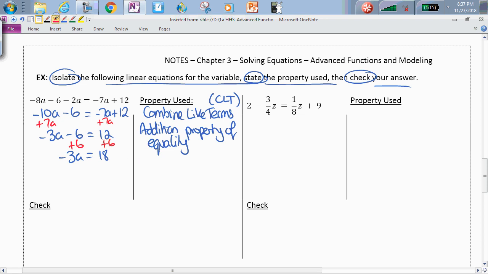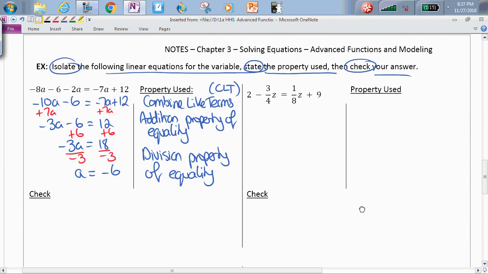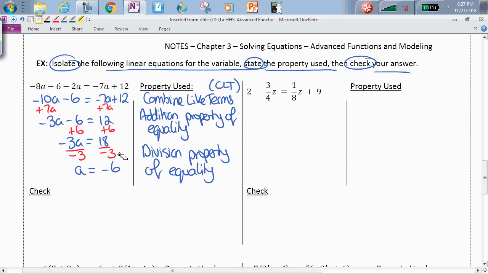And then all I have to do now is get rid of this negative 3, and it's multiplying so divide both sides by negative 3. And that gives me a equals negative 6. And that was the division property of equality. So we isolated the variable. We stated our properties, and now we just have to check your answer.